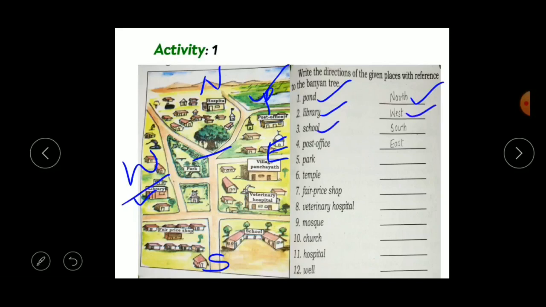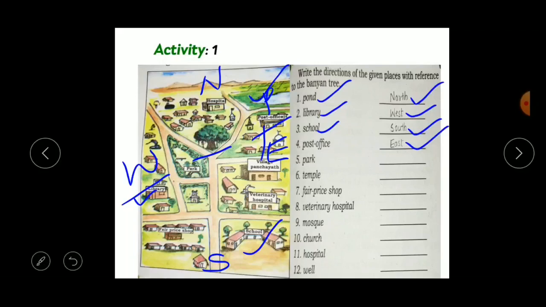Next is the school. Where is the school here in the map? Can you see the school? Yes, here it is. In which direction is it? The school is in the south. So we will write south here. Next is the post office. Where is the post office here? Can you see this? In which direction is it? Yes, it is in the east. So we will write east here.